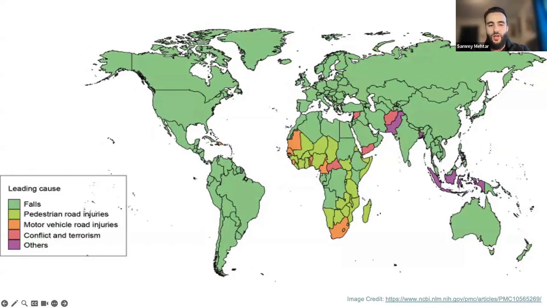And some of the leading causes, the most common cause globally is falls, but there are many other causes such as motor vehicle accidents, pedestrian road injuries, conflict and terrorism, as well as a few others. And one trend to keep note of, and I'm sure that's something that we all face in our own practices, is that with increasing urbanization, we see very high rates of traumatic brain injuries from vehicle accidents, as well as with older populations. As a population starts to age, we see higher rates of traumatic brain injuries with clinical manifestations.